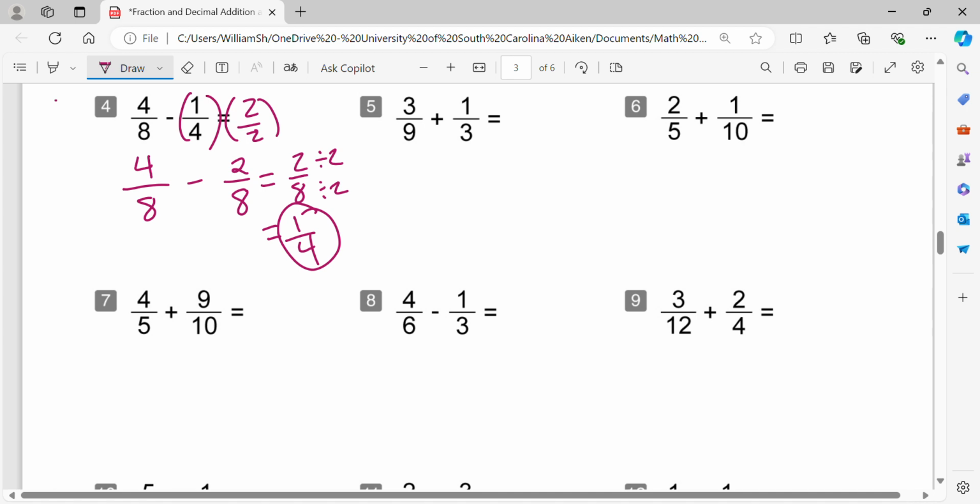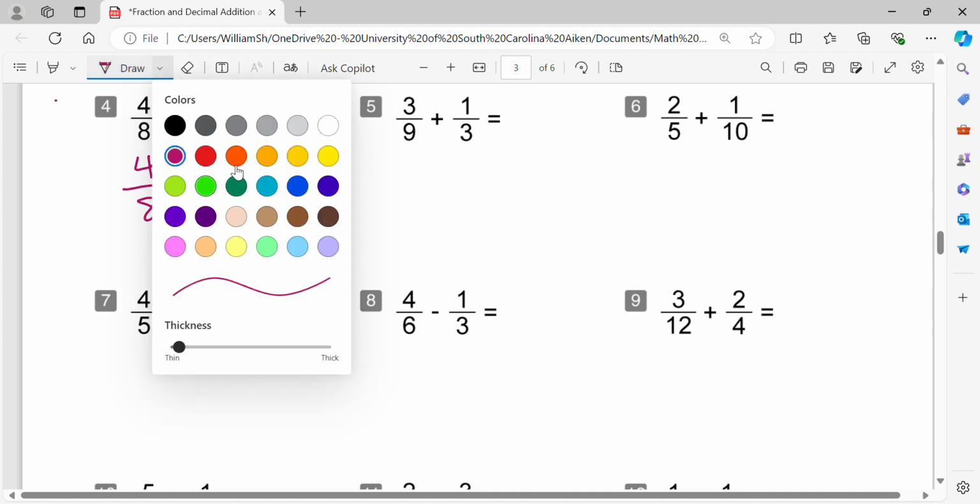Alright. Number 5 says 3/9 plus 1/3. Now, I'm going to show you something else you can try as you become more advanced and as you begin to notice things.